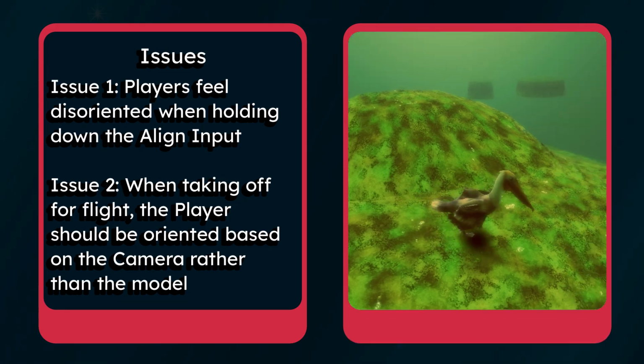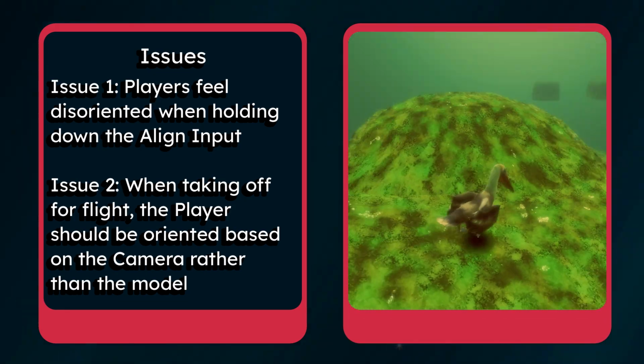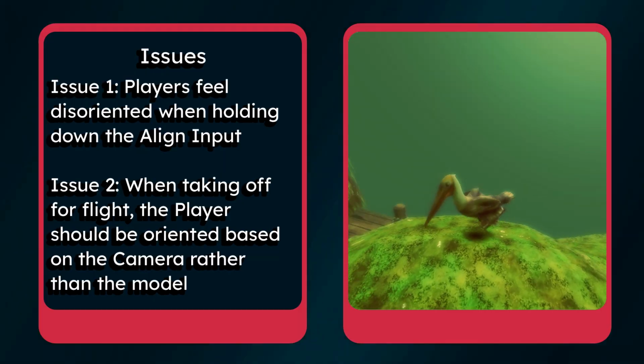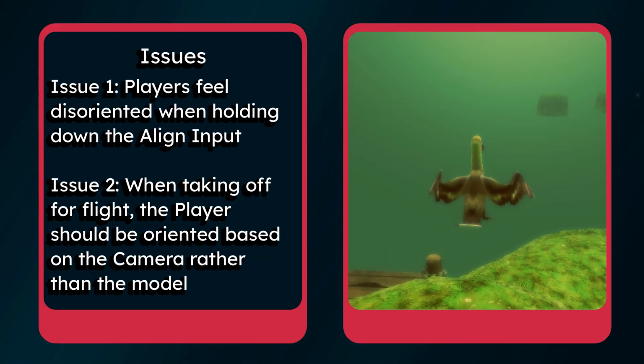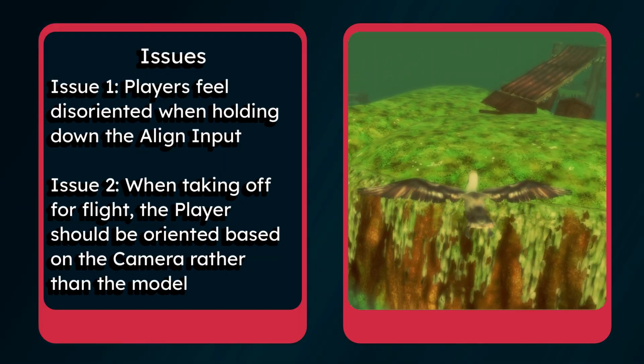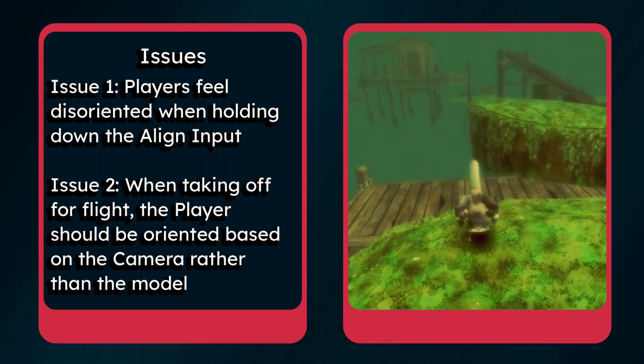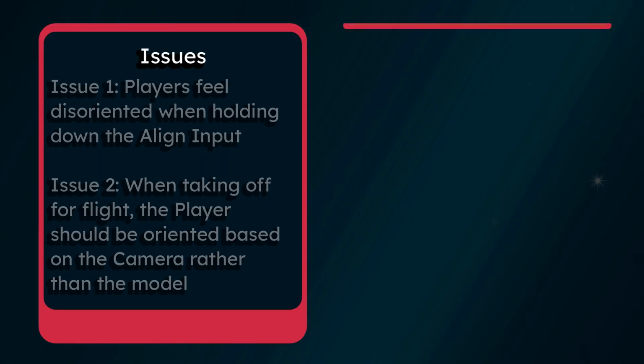So unfortunately, there were problems with the execution. The first being that players felt disoriented when holding down the camera align button because it was constantly zipping to the back orientation. And then when taking off, it would take off in the direction that the bird is facing instead of the direction that your camera is facing. And most people would look at where they want to go instead of making the bird look where they want to go.